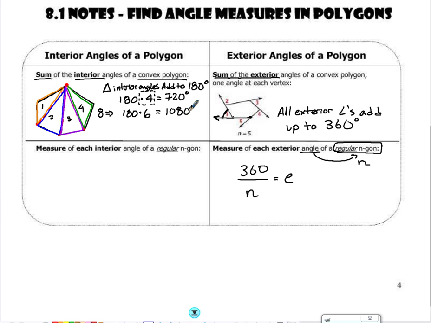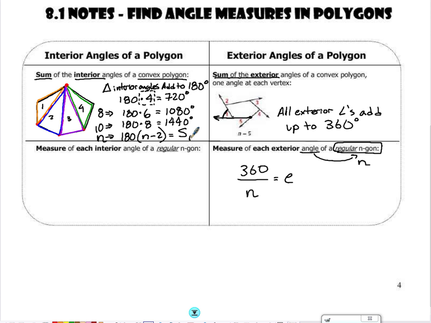Again, for a 10-sided figure, 180 times a number 2 less than the number of sides, 8, gives me 1,440 degrees as the sum of the interior angles. So no matter what the number of sides is, the sum of the interior angles is always going to be 180 times the quantity of the number of sides minus 2. And that's going to give me my sum of interior angles.